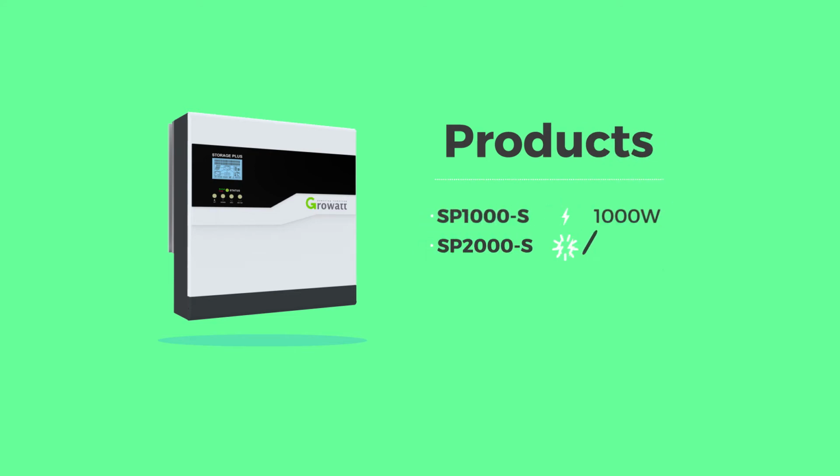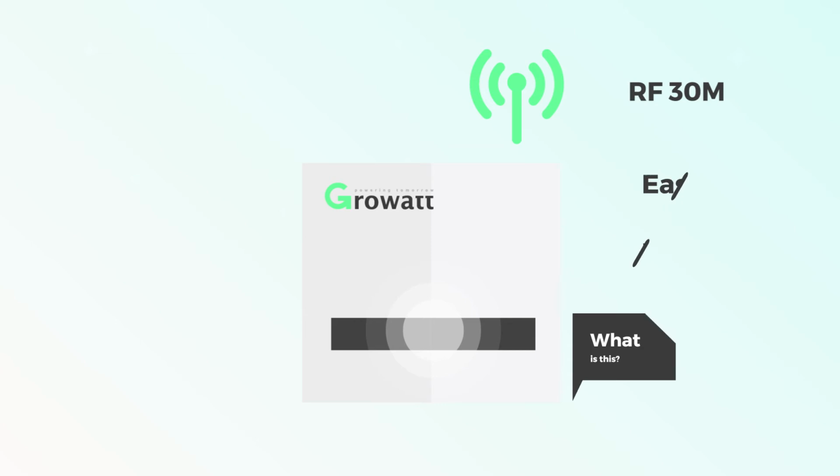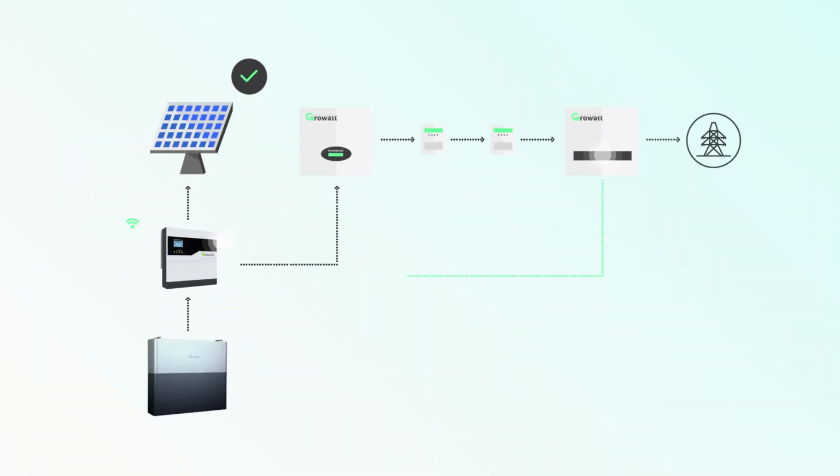The Growatt SP series has three models: the SP1000, SP2000 and SP3000. The wireless current sensor makes installation easy and flexible.